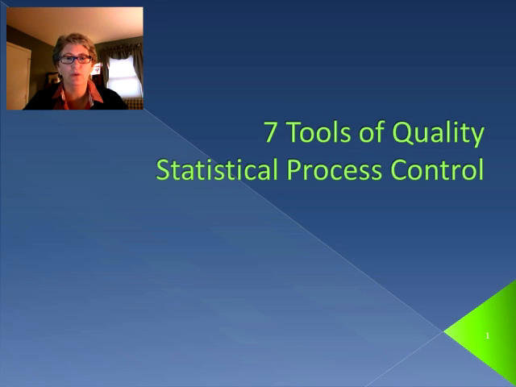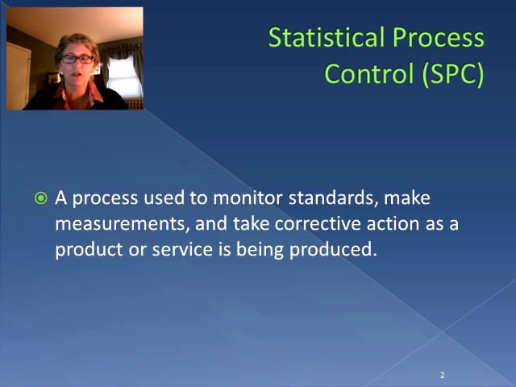In this session, we'll be talking about statistical process control, one of the 7 tools of quality. Statistical process control, also known as SPC, is a way that we can monitor a process. We have particular standards in place, and then as the process is running, we're going to take measurements, compare them against those standards, and if necessary, we'll make corrective action. And all this is happening while the product or service is being produced.